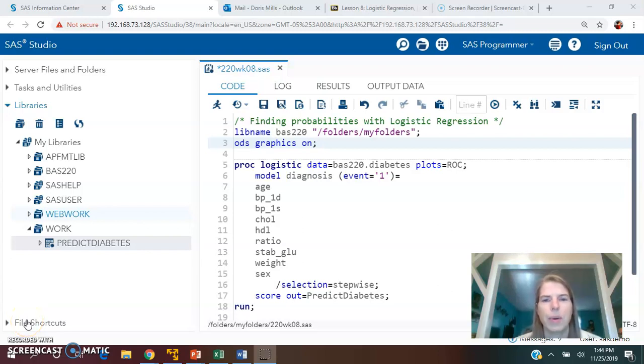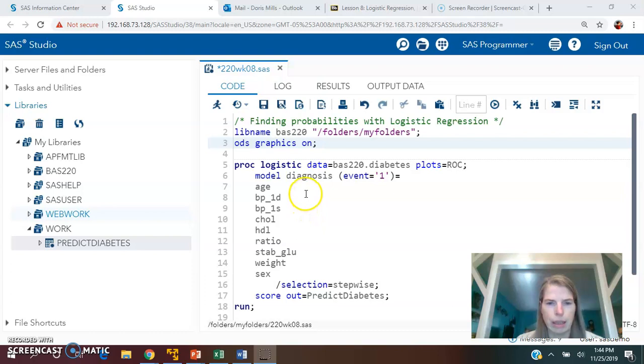This week we continue our discussion of logistic regression. In the previous video, we worked with the home equity data. This week we're looking at the diabetes data. So let me show you the variables and give a little explanation here.